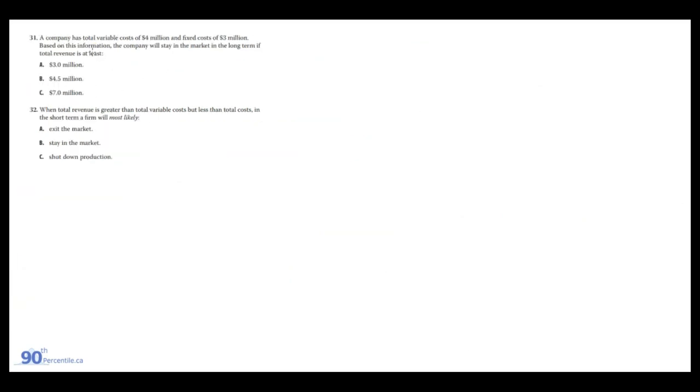Here we have two more questions related to staying in the market or shutting down. These are worded a little bit more simply, and we won't have the graph, so we can go through these pretty quick. First one, a company has total variable cost of 4 million and fixed cost of 3 million. Based on this information, the company will stay in the market in the long term if total revenue is at least, so in the long term, remember, we need at least our revenue to equal all of our costs, so our variable and our fixed. So we have variable of 4, fixed of 3, so we're going to need revenue of at least 7 million to stay in the market. Otherwise, we're going to shut down.